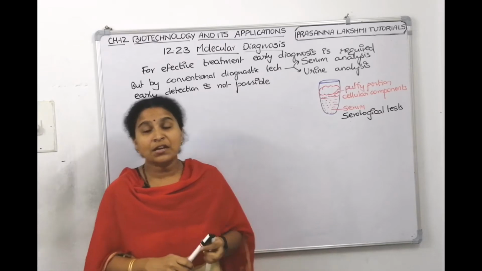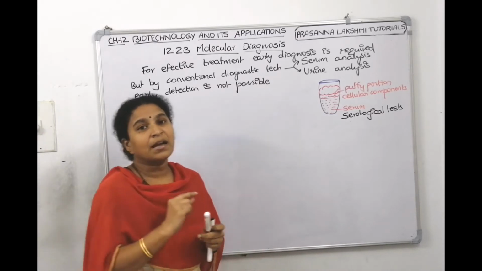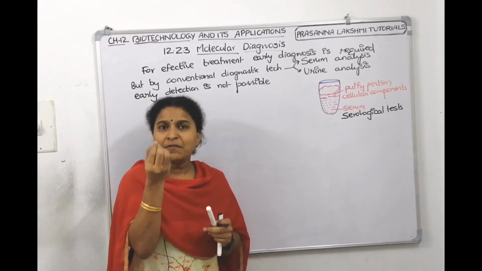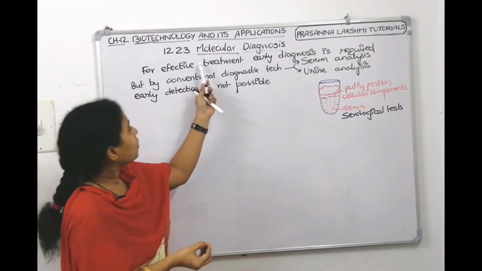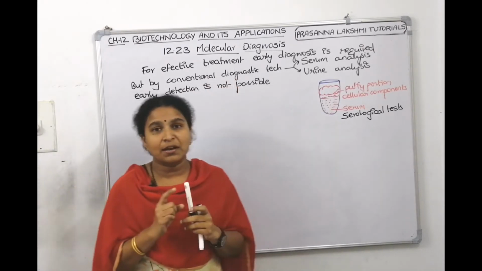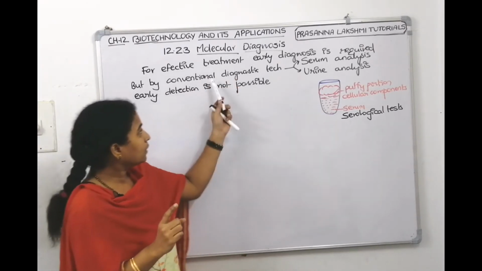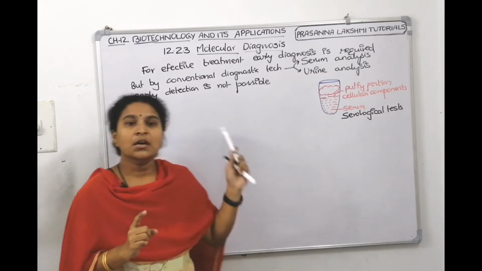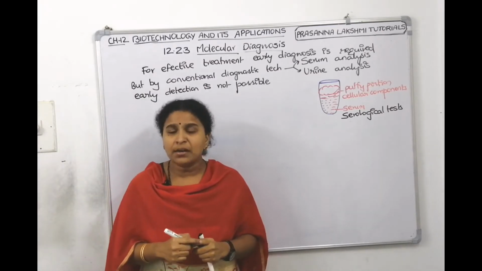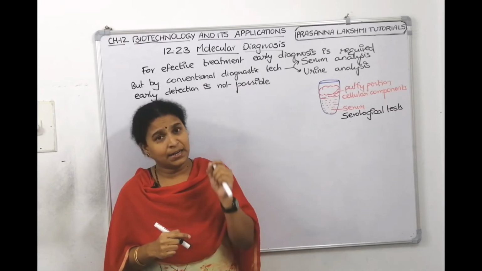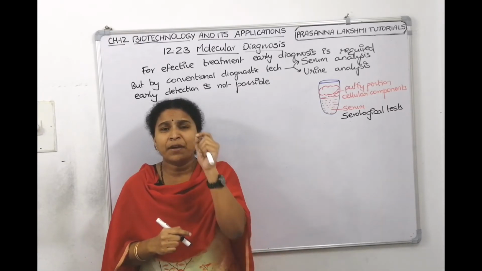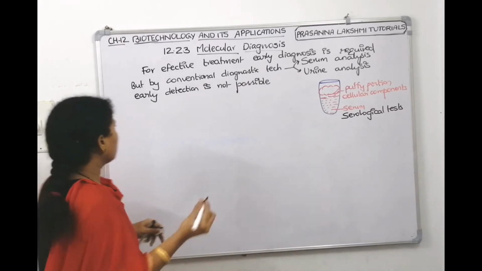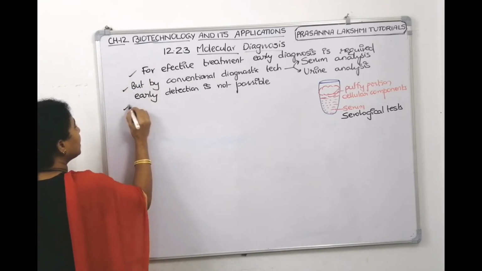So that's not good nowadays. That's why we introduce new techniques for better identification of a pathogen, even if it is very less. That is called molecular diagnosis. So now we are very clear what is conventional diagnosis and what is molecular diagnosis. Molecular diagnosis helps to identify the pathogen in very minute concentrations also. Correct? Did you understand now?